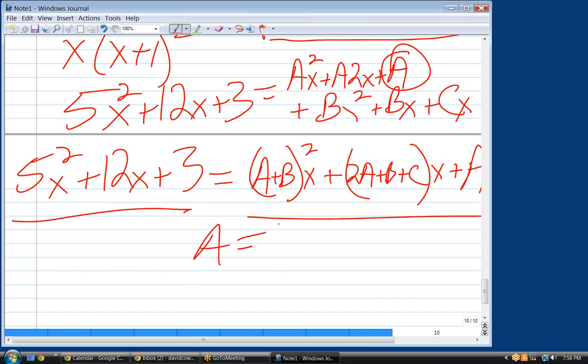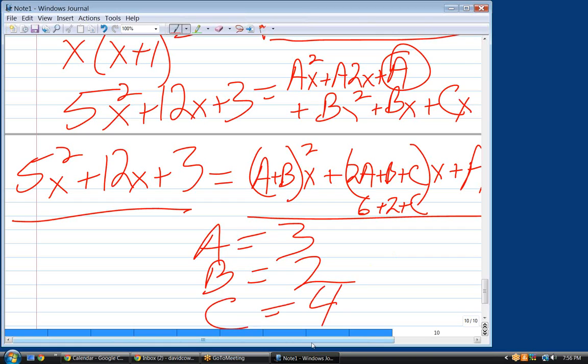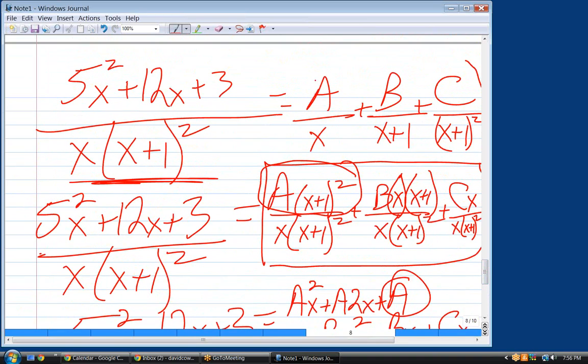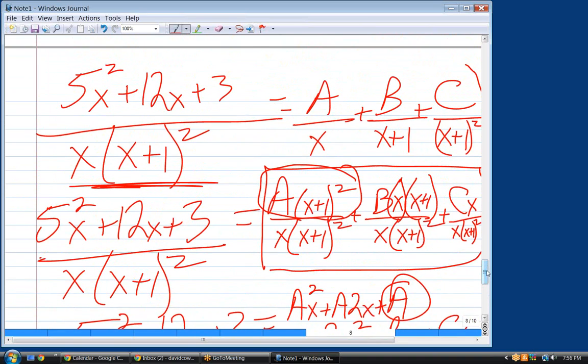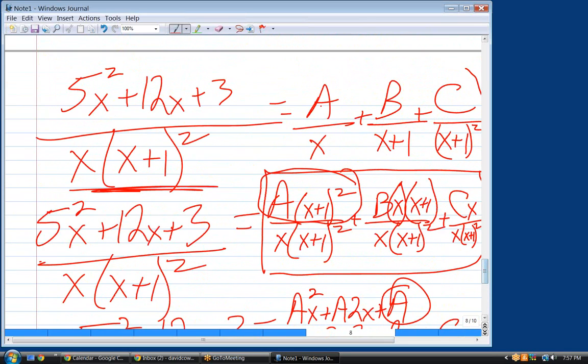So I know that a equals 3 right off the bat. Well, if a plus b has to equal 5, then b equals 2. So now I've got 6 plus 2 plus c has to equal 12. c must be 4. And there's your answer. a is 3, b is 2, c is 4. So this is 3, 2, 4.